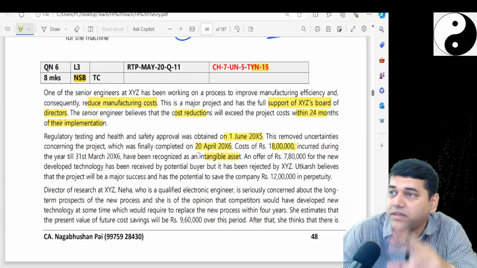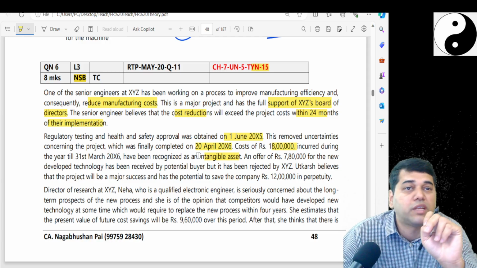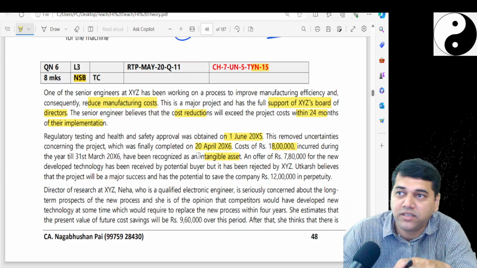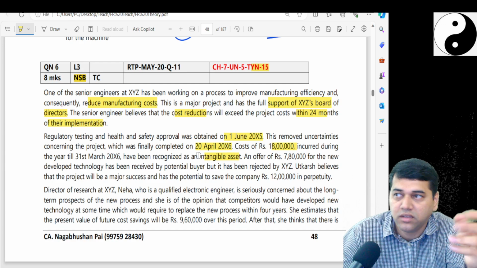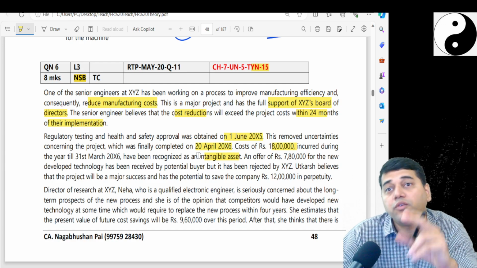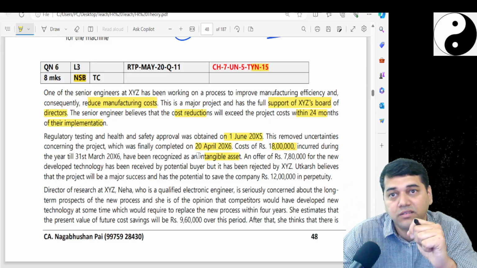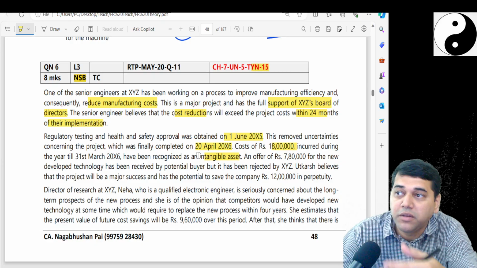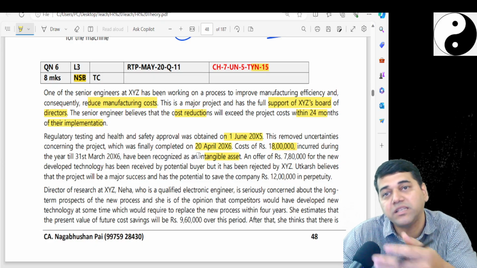See, in impairment, there are two types of impairment for intangible assets. One is my normal intangible asset, which I am amortizing. I have to test for impairment only when there are indicators. But there is one intangible asset which is not yet available for use. I have to test impairment every year.